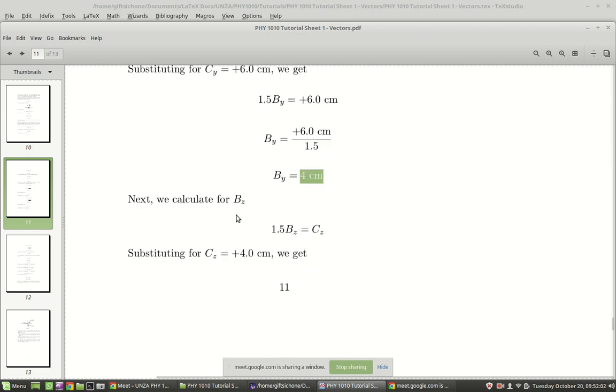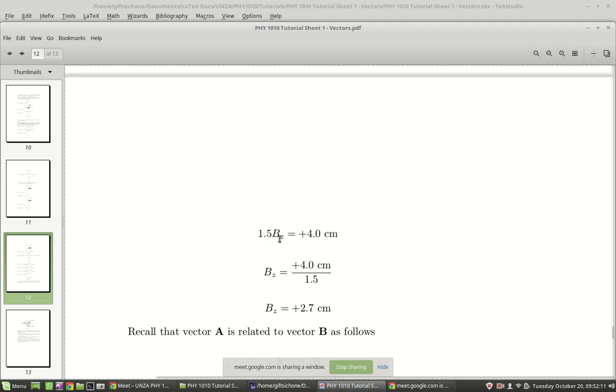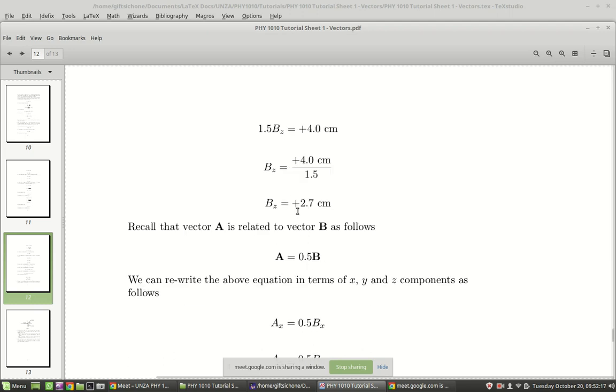Then similarly, we did the same thing for Bz. 1.5 Bz equals Cz, and we know the value for Cz is plus 4 centimeters. So we ended up having 1.5 Bz equals plus 4 centimeters. Then we worked out Bz as 4 centimeters divided by 1.5, and we ended up having this.